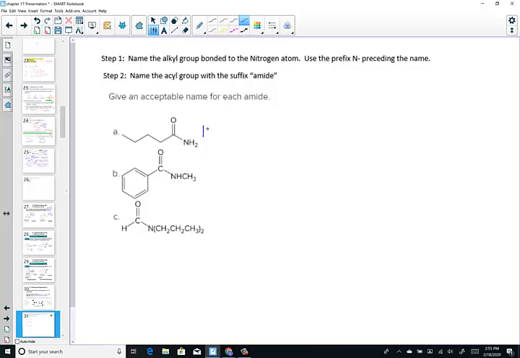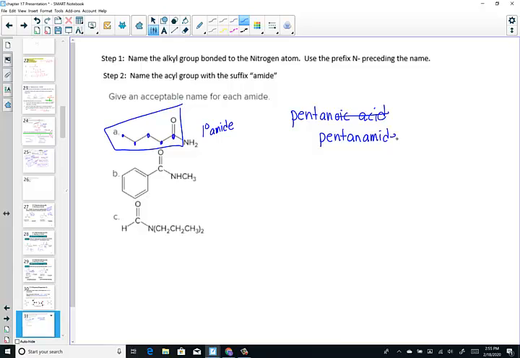Well, first of all, I recognize this as a primary amide, so I don't need any N's for prefixes. I have 1, 2, 3, 4, 5. The original name would have been pentanoic acid for the carboxylic acid functional group. But instead of having the oic acid, I'm letting you know that it's attached to nitrogen, and I just say that as saying pentane amide. And there's no N's to attach, no prefixes, because all of these have no alkyl groups. They're all hydrogens.